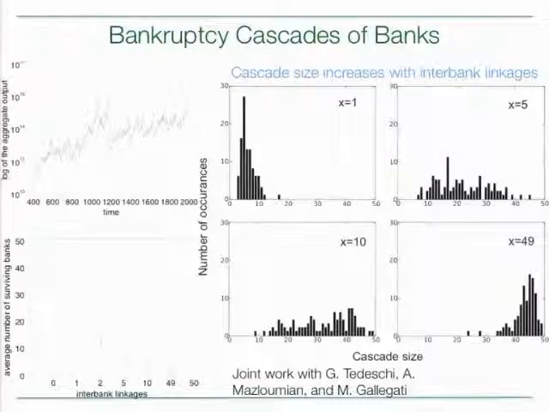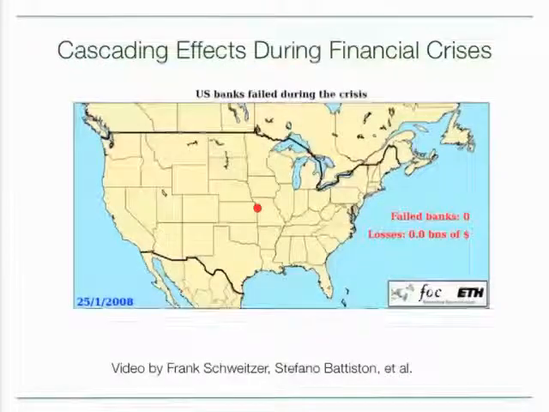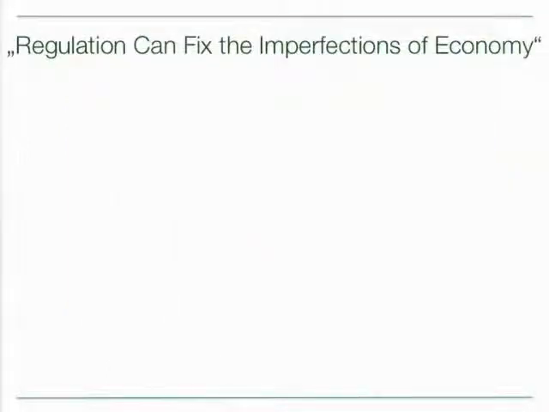And in the same way, one can show that many interlinkages would increase the size of cascades if you have bankruptcies in the system. And there's nice work by Frank Schweitzer and Stefano Battiston and other co-workers as well. I recommend you to have a look at this video.